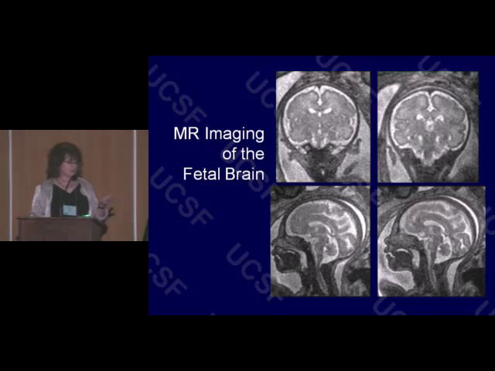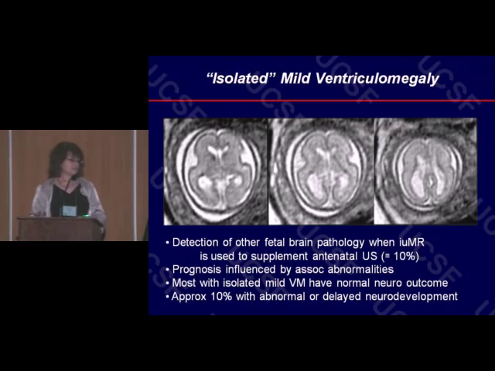This is the kind of imaging obtainable now without any medication to mom or to fetus. There's no need for fetal paralysis. These T2-weighted sequences are really helpful, and what we found by doing MRs for what appears to be isolated mild ventriculomegaly by ultrasound is this, that other brain findings are demonstrated by in utero MR in about 10% of cases. The prognosis is influenced by those additional abnormalities.